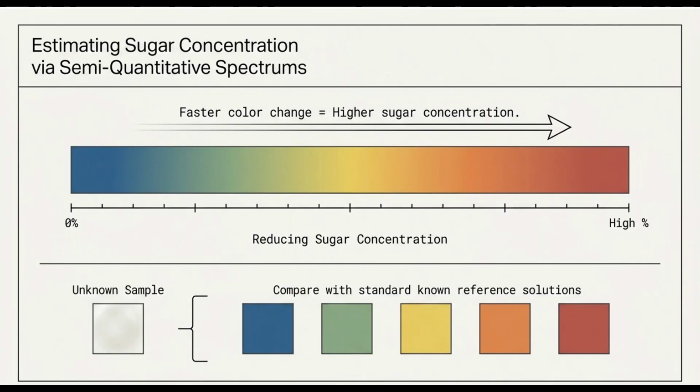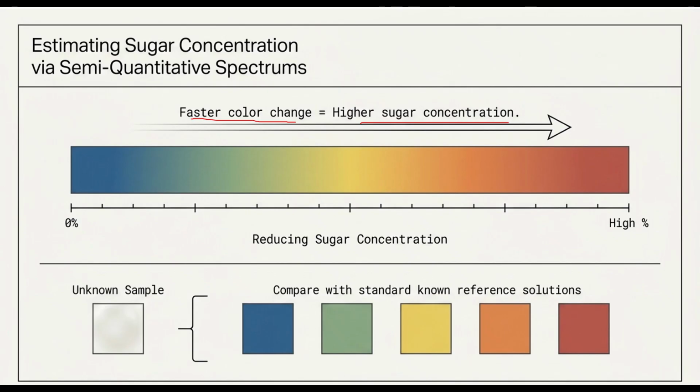And how will you estimate the sugar concentration based on the colors? If there is reducing sugar present, we need to identify the concentration, right? So faster color change is equal to higher sugar concentration. So the Benedict test can also estimate sugar concentration. Faster and stronger color changes indicate higher sugar concentration. So scientists compare unknown samples with the standard reference solutions to estimate how much reducing sugar is present.